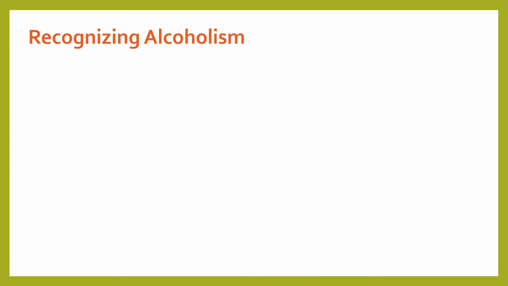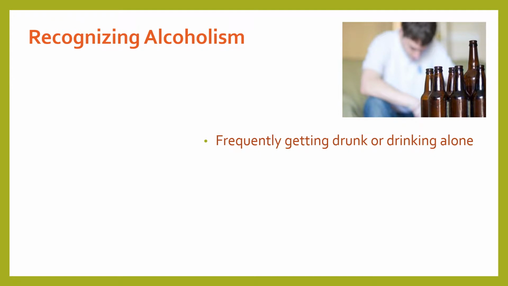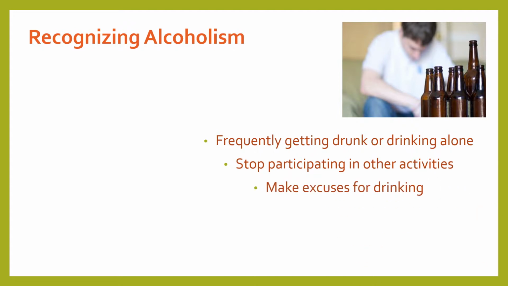Recognizing alcoholism. This is really important. Recognizing a friend or family member with a problem. Some of the common signs of alcoholism are frequently getting drunk or drinking alone. People will stop participating in their usual activities. They will isolate themselves to hide the addiction. They may make excuses for drinking. Oh, I just drink to relax after a long day. Or, I have so many problems right now in my life, it helps me to sleep.